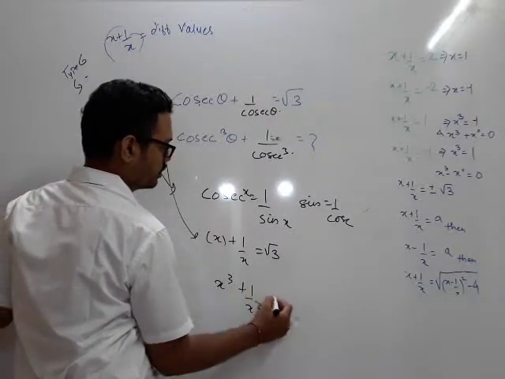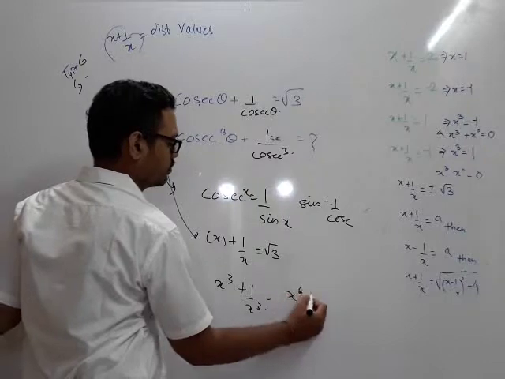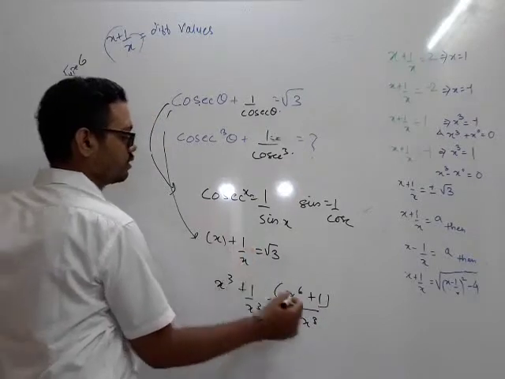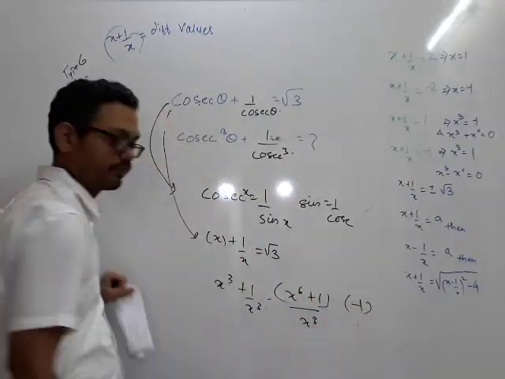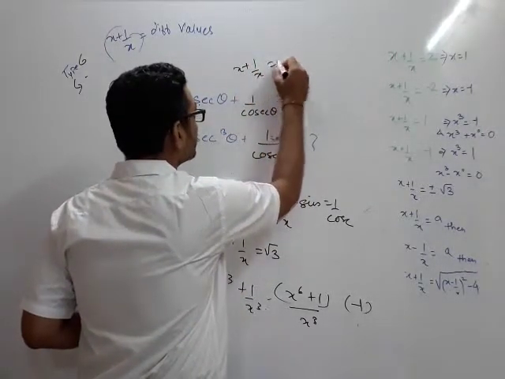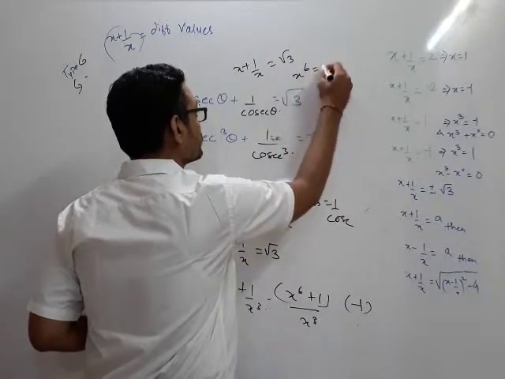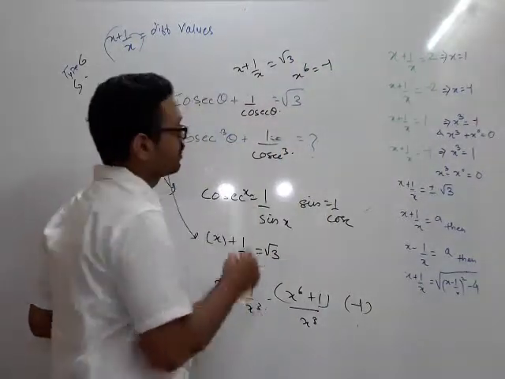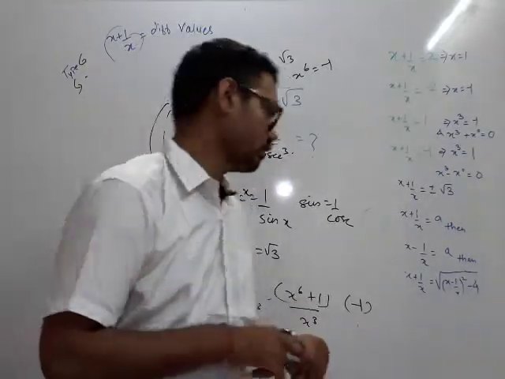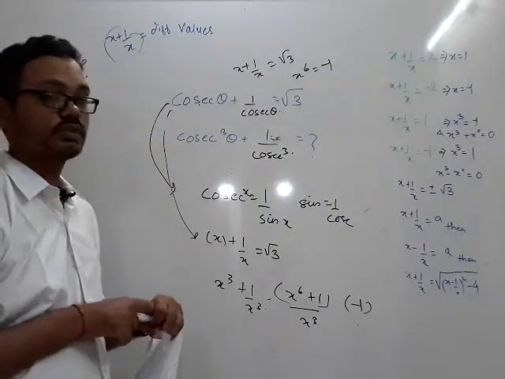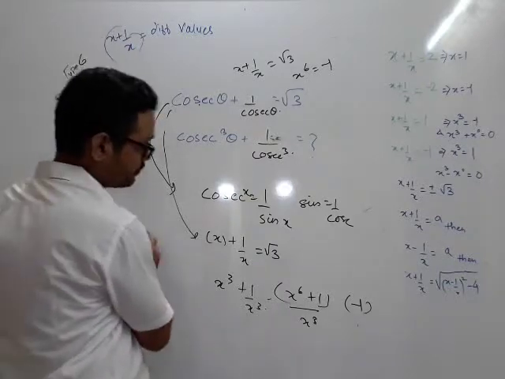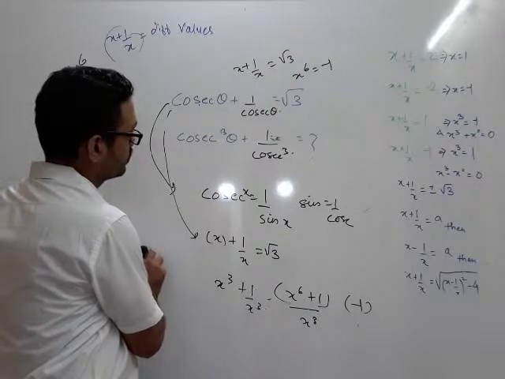It is nothing else, but it is the same thing what we did, x raised to 6 plus 1 upon x cube. This comes out to be minus 1. Alright, how we did it: x plus 1 by x is root 3, then what was the inference? X raised to 6 is minus 1. So it will come as minus 1. So this same application of formulae can also be asked in the form of trigonometry. It is just a simple substitution of formula. Right, hope you have understood this.